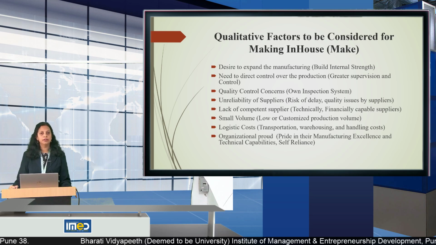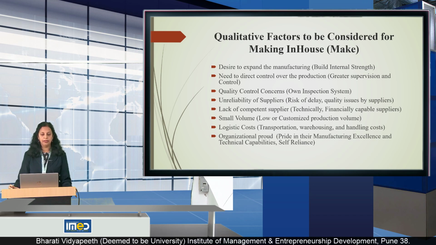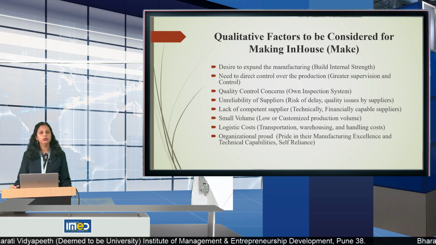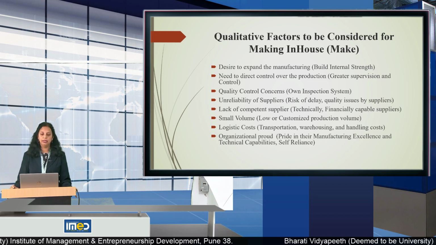Then lack of competent supplier. Sometimes what happens is that you may not get a competent supplier who is technically sound, who is financially capable. So, you cannot identify the supplier. In that case, you have to go for your in-house manufacturing. Then small volume. If the volume is very small, you cannot outsource. You have to do it in-house itself.